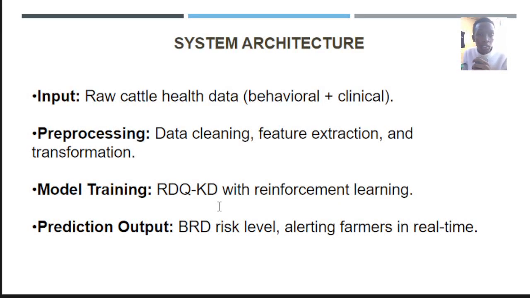For the system architecture, we have the input, pre-processing of the data, like feature extraction and transformation, also the model training according to the model that we have, and the prediction output. The model will be able to tell us whether the cattle is at risk or not. If it is at risk, it will alert the farmer in real time.